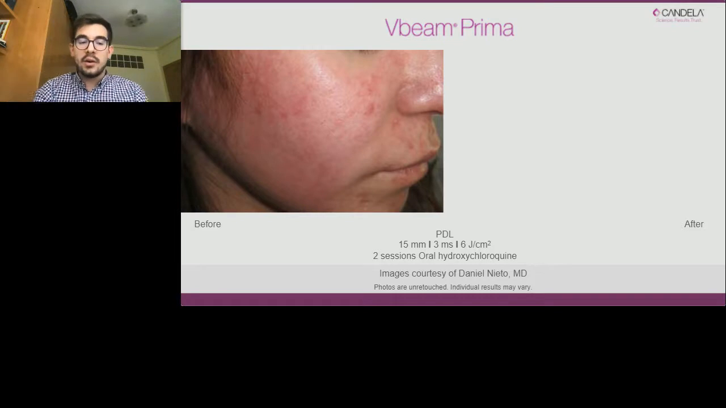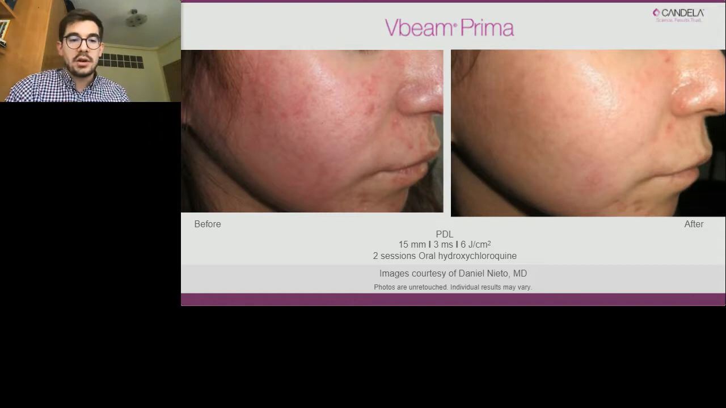She was also taking oral hydroxychloroquine for the treatment of lupus, and I decided to use the 15 millimeter spot, 3 milliseconds, and just 6 joules per square centimeter due to the very inflammatory condition that she was having when she came to the clinic. And just after 2 sessions, you see most of the erythema is resolved, some of the papules and pustules are resolved also, and the patient continued to go on with the sessions just to try to make the best improvement with her.